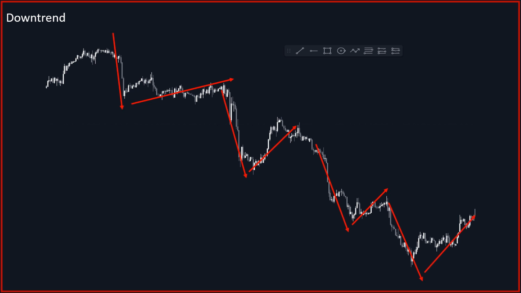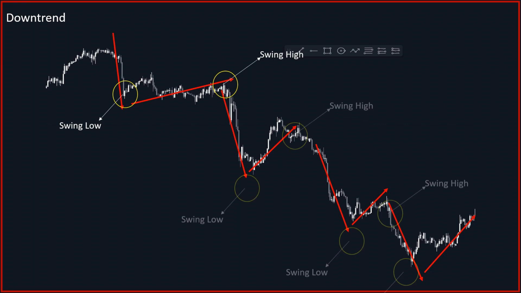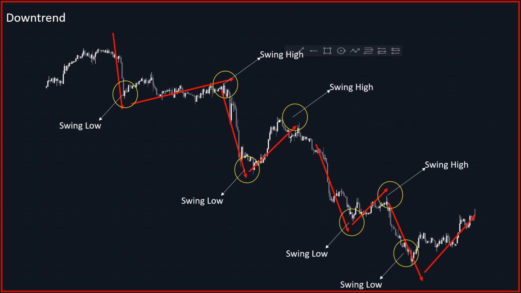Now let's break it down further. At the bottom of each impulsive move, just before the corrective move begins, we identify a swing low. On the flip side, at the top of each corrective move, just before the next impulsive move starts, we spot a swing high. In a clear downtrend, the price will consistently form lower lows. Each swing low is lower than the previous one. Similarly, the swing highs during the corrective moves will also be lower than the highs before them.